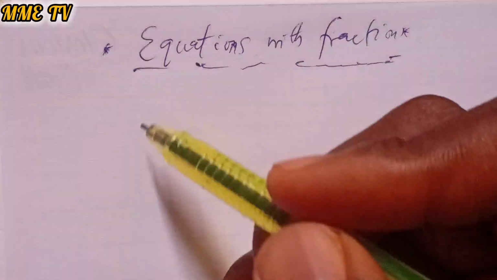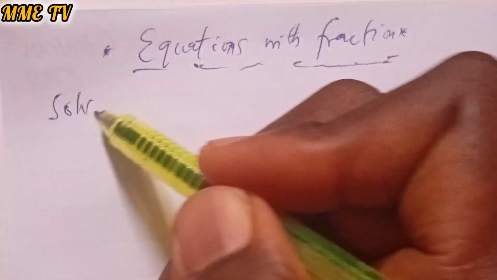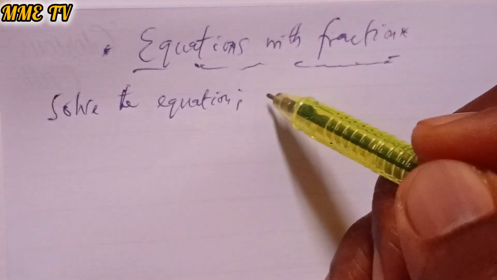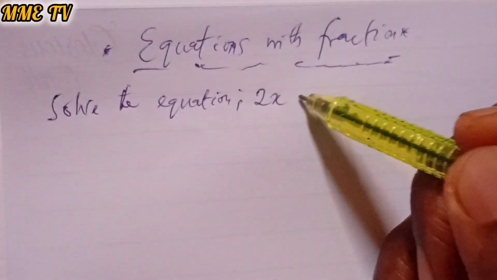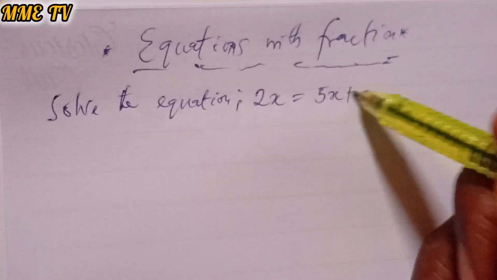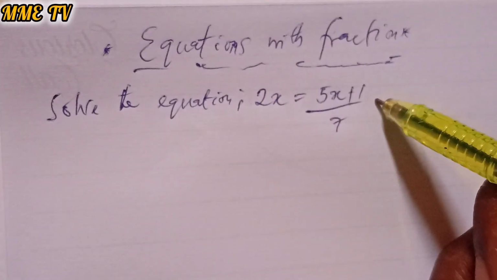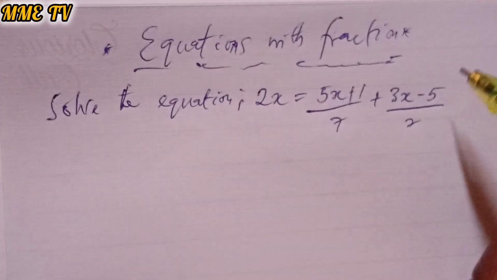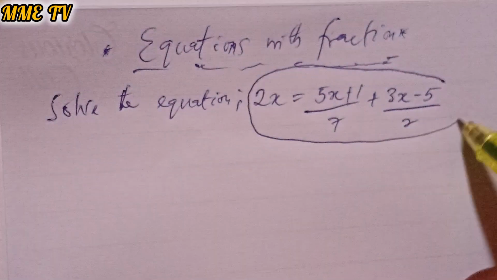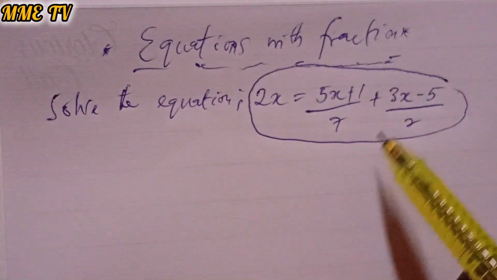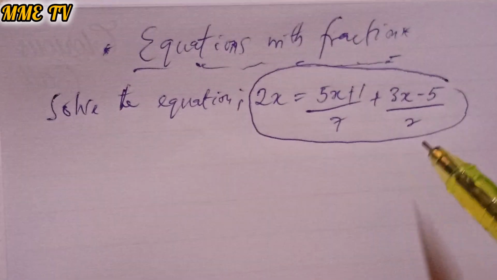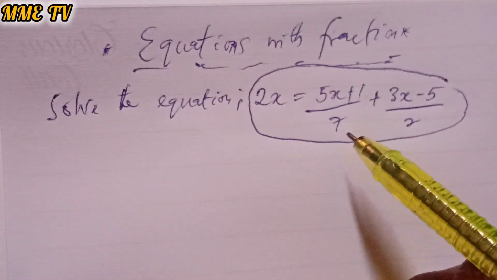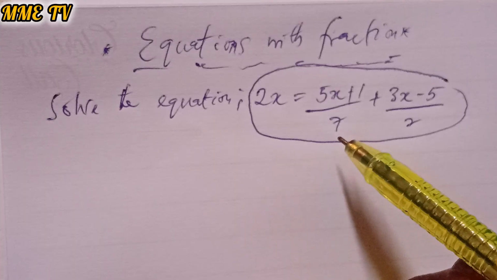Now imagine you being in a situation whereby you're asked to solve the equation, let's say 2x is equal to (5x plus 1) all over 7, plus (3x minus 5) all over 2. Now, all these things, as you've seen, are referred to as an equation. Definitely, I'm going to work on a short video, which you will see very soon. Remember that this is season 5.